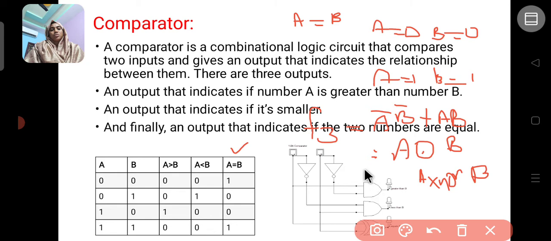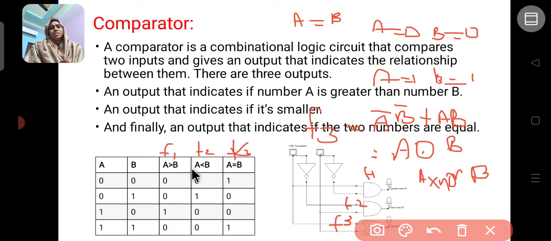So the first one is F1, the second gate is nothing but F2, and the third gate is nothing but XNOR between A and B. So this is the logic diagram. So how we are designing a comparator: first is the inputs. We have two inputs A comma B and three outputs. First output is F1, second output is F2 and third output is F3.